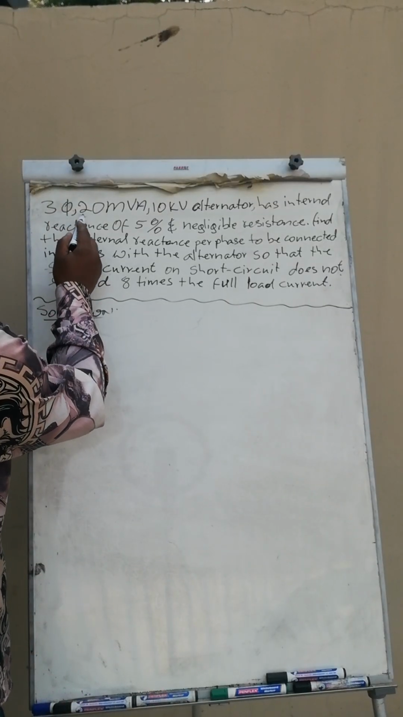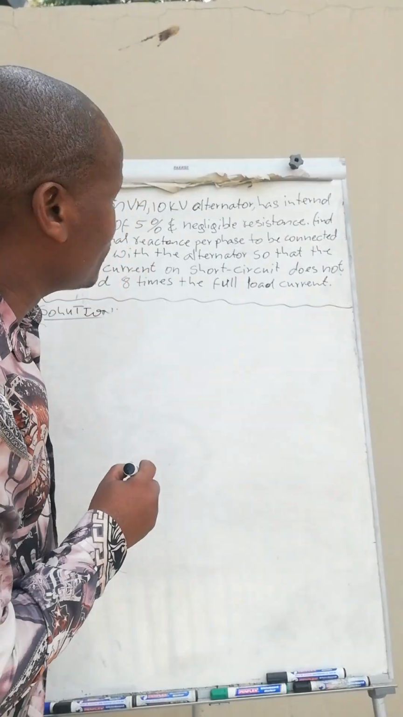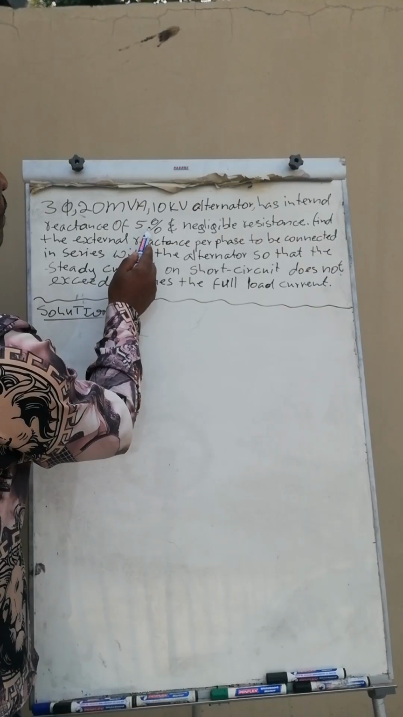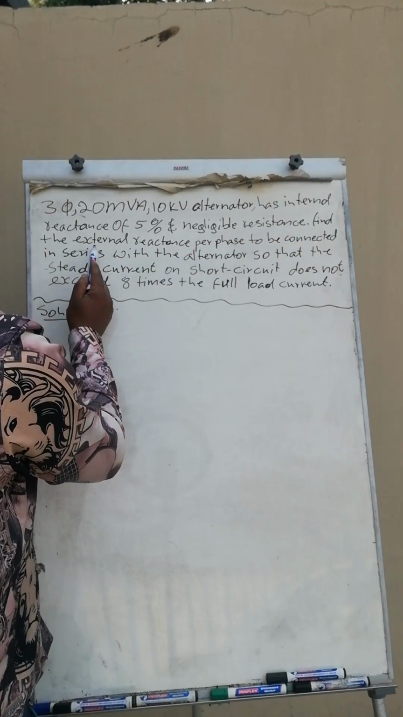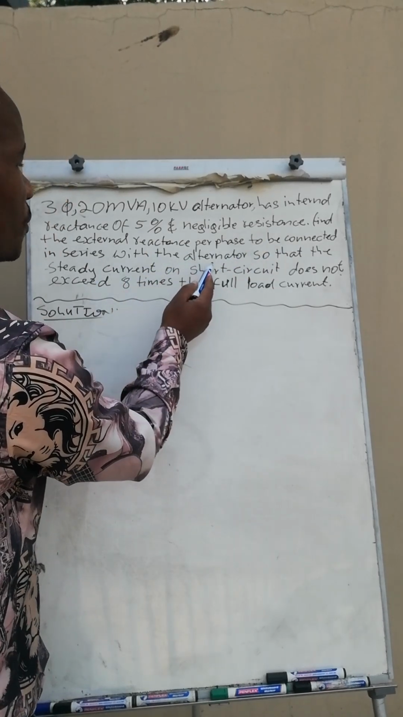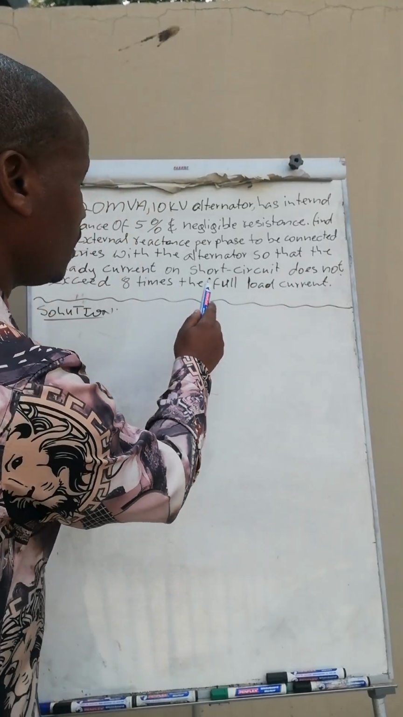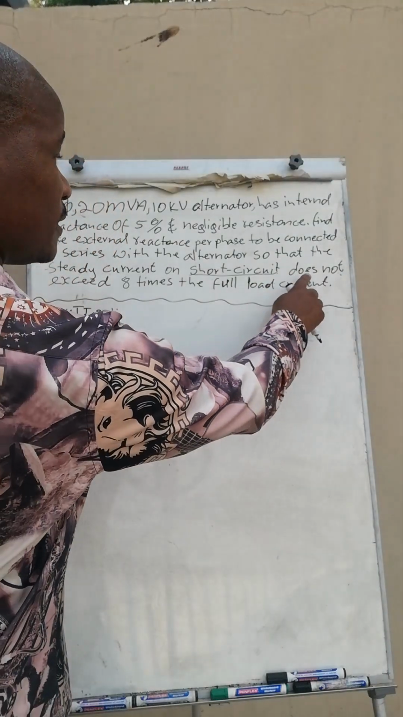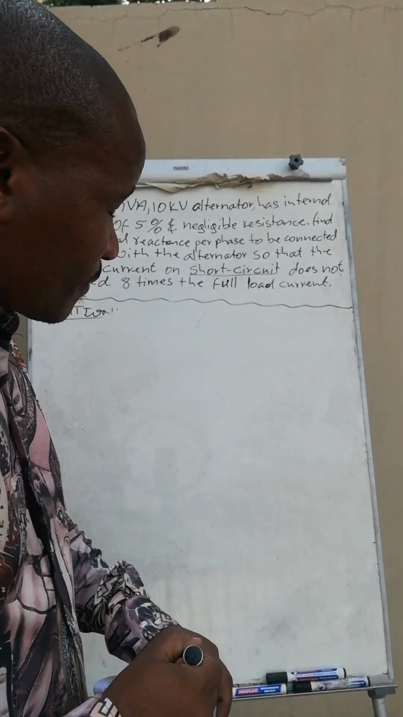It says a 3-phase 20 megavolt-amp alternator has an internal reactance of 5% and negligible resistance. Find the external reactance per phase to be connected in series with the alternator, so that the steady current on short circuit, very important, does not exceed 8 times the full load current.